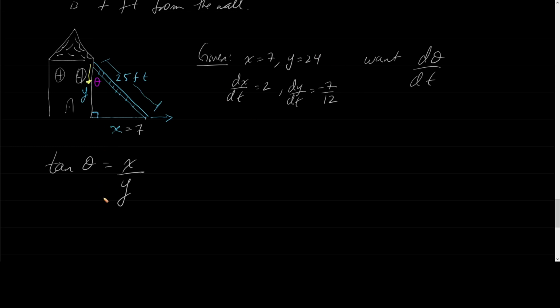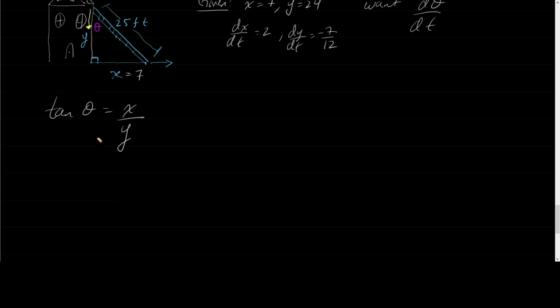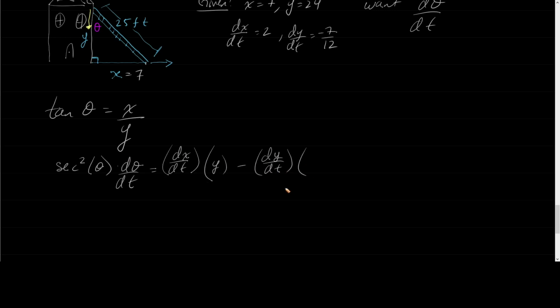All right, so let's go ahead and take the derivative here of tangent theta. The derivative of tangent is secant squared. So I have secant squared theta, but we're taking the derivative with respect to t. So times d theta dt. All right, x over y. We need to do the quotient here. The derivative of the top, with respect to time, it's just dx dt, times the bottom, y, minus the derivative of the bottom, dy dt, times the top, x, all over the bottom squared.